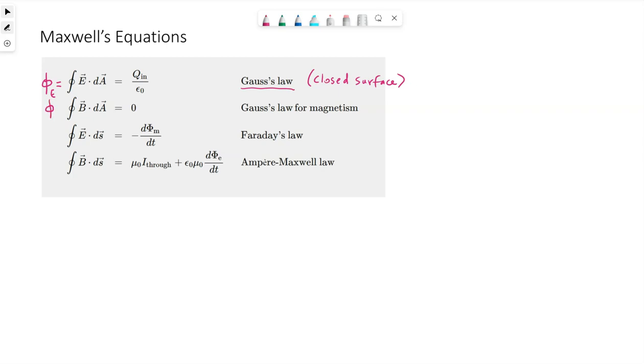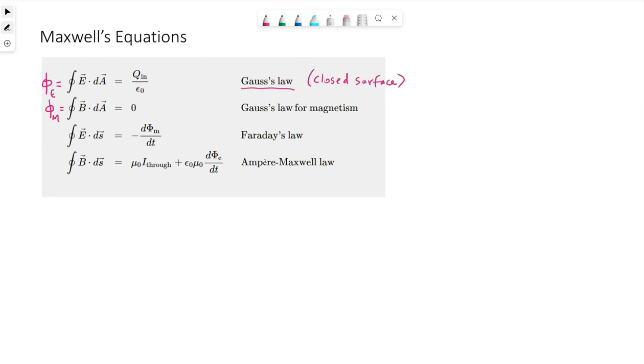Second equation is Gauss's law for magnetism. The flux through a closed surface, so looking at the flow of magnetic field lines through the surface, equals zero. Equals zero because we cannot isolate a magnetic north pole from its south pole. Magnetic field lines are continuous. If they come out on one portion of the closed surface, they enter in at another portion.